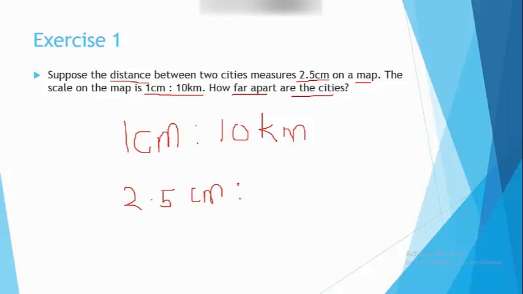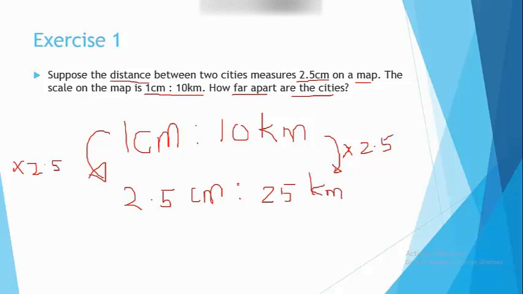What we can do is multiply the 1 centimeter by 2.5. Whatever we do on this side should be done on the other side. So we'll multiply 10 kilometers by 2.5, which would give us 25 kilometers. So the actual distance between the two cities is 25 kilometers.